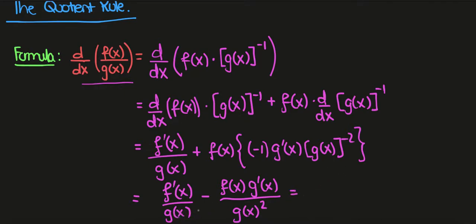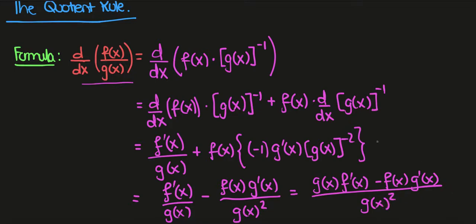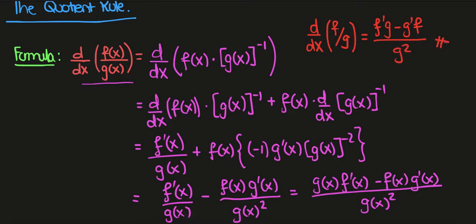But now if we have a common denominator, we just need to make the g of x the same in the denominator. So I'll have g of x f prime of x minus f of x g prime of x, all over g of x squared. Maybe we can write a more condensed form: the derivative of f over g is f prime g minus g prime f over g squared. Notice that this is certainly not the same as the derivative of g over f. So the product rule commutes, but the quotient rule certainly does not commute.